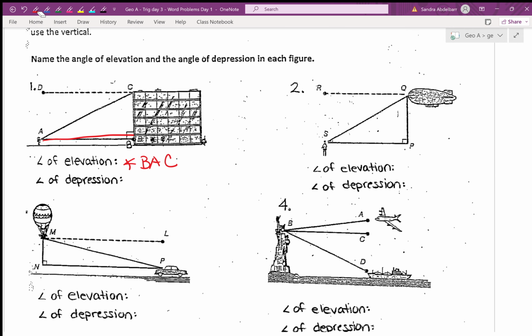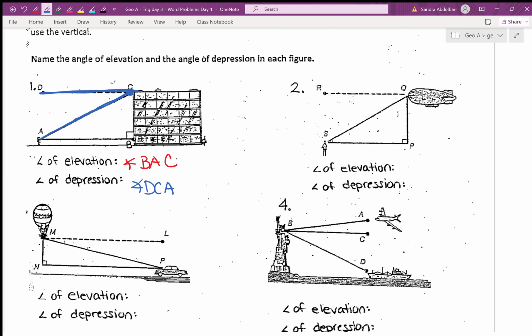All right, can somebody different name me the angle of depression? Angle DCA. Good, angle DCA. What's happening in angle DCA? Somebody from this window is looking down at the person on the street. That's what's happening there.